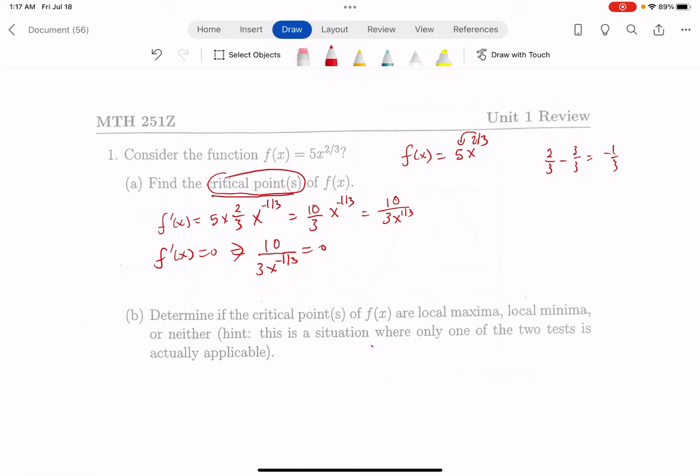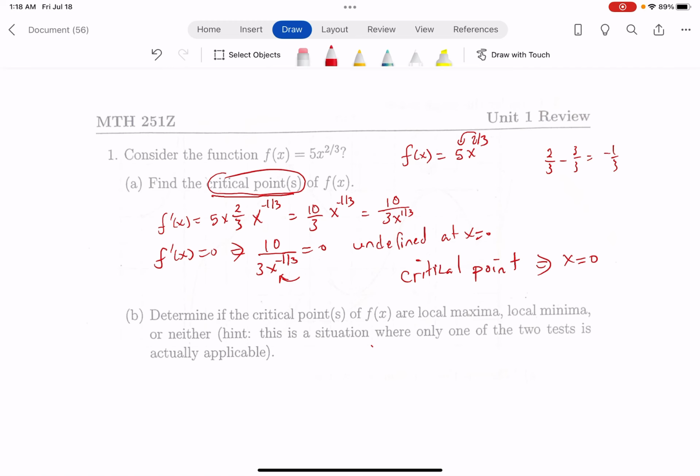The critical point occurs where f'(x) equals 0, but it can never be 0, but it's undefined. This is an undefined function. It's undefined at x equal to 0, because you can see here, if x is 0, it's going to be something over 0. It's undefined. So the critical point is x equal to 0.